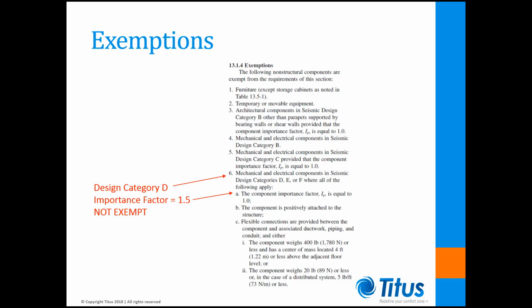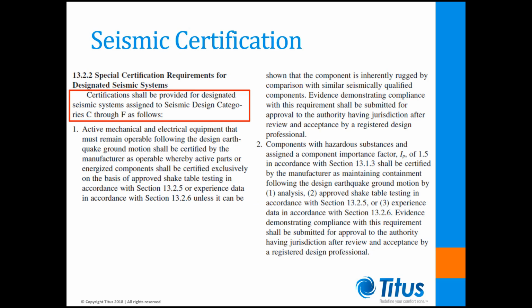When we compare our data of seismic design category D to the exceptions in 13.1.4, only condition 6 could exempt the units from seismic requirements. Since the importance factor is 1.5, the units would not be exempt under condition 6. This would mean seismic certification would be required under 13.2.2, since the project is under design category D.